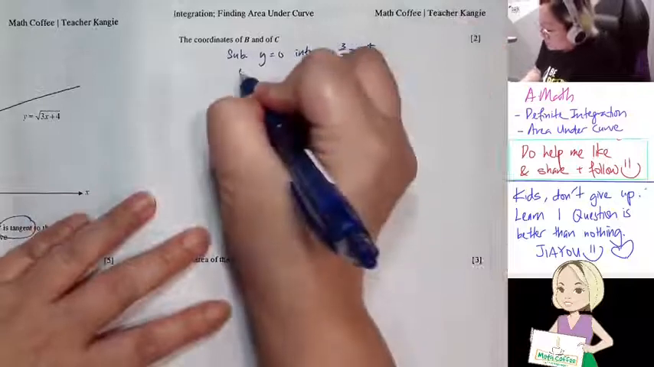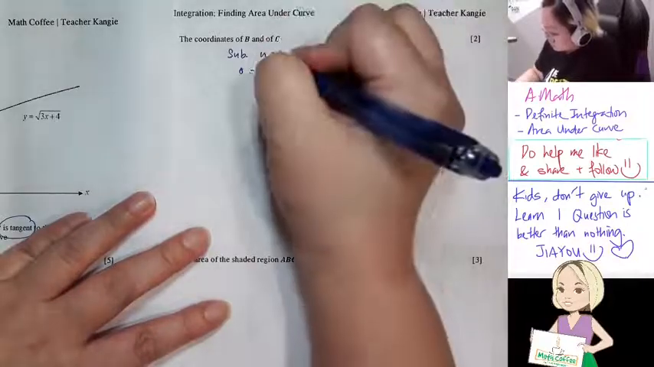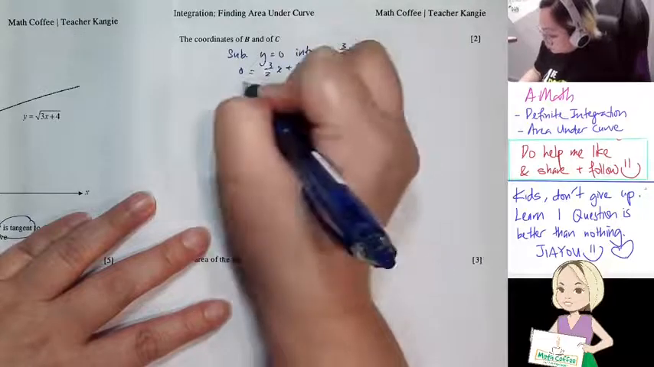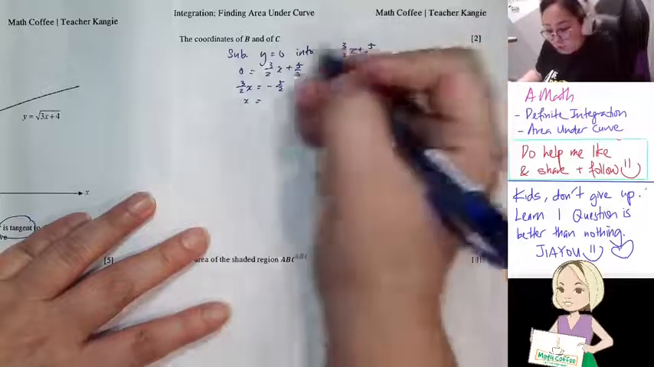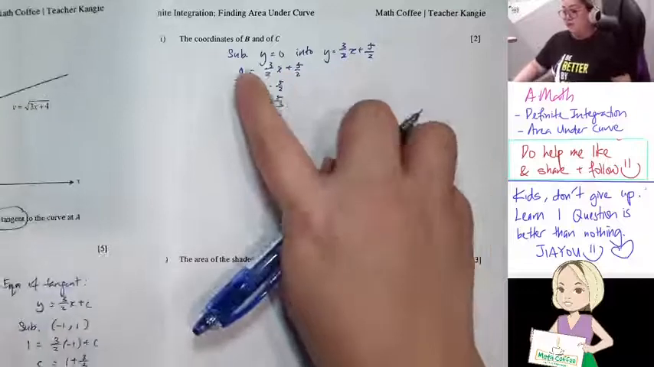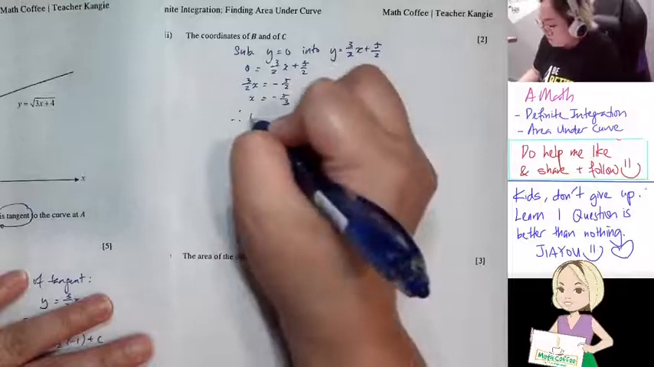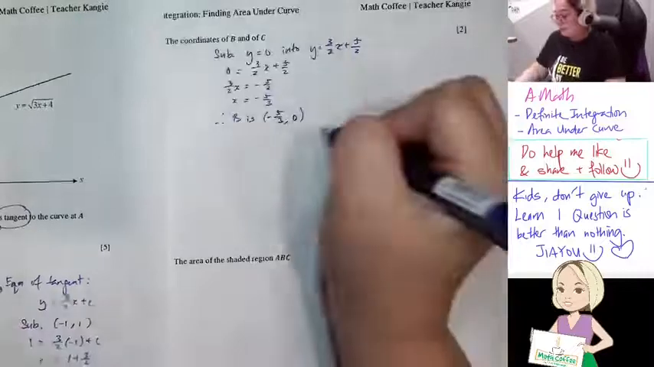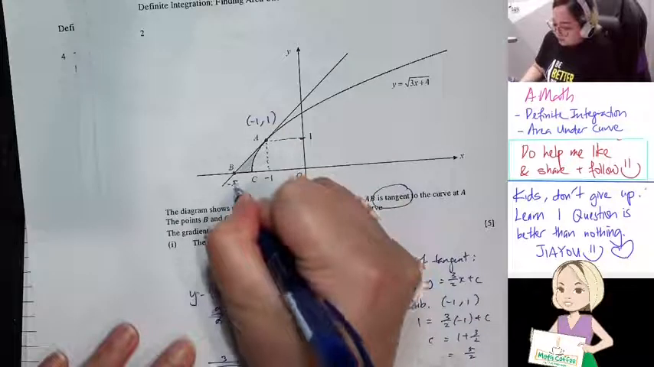So you will have 0 equals to 3 over 2 x plus 5 over 2. 3 over 2x will be equals to minus 5 over 2. So my x is equals to minus 5 over 3. All I did was minus 5 over 2 divided by 3 over 2. So now I have my B. So therefore, B is minus 5 over 3, 0. So we solve B. So again, update the diagram. So here, this is minus 5 over 3.